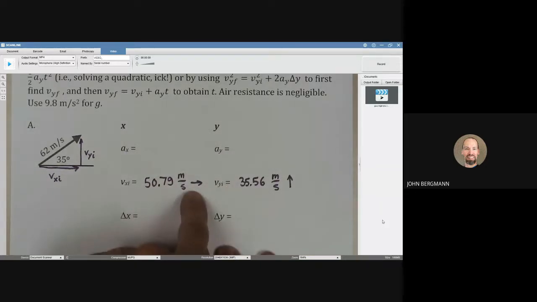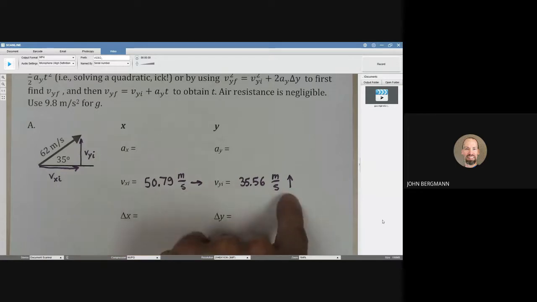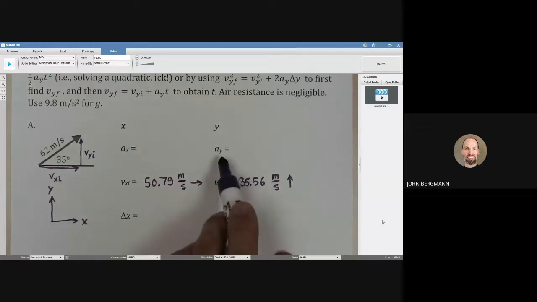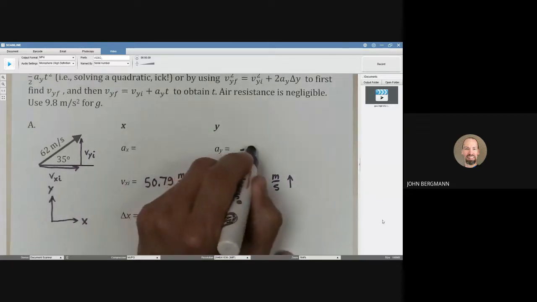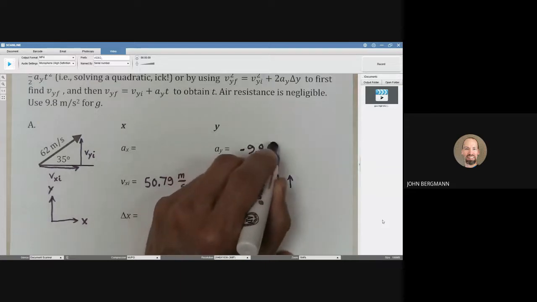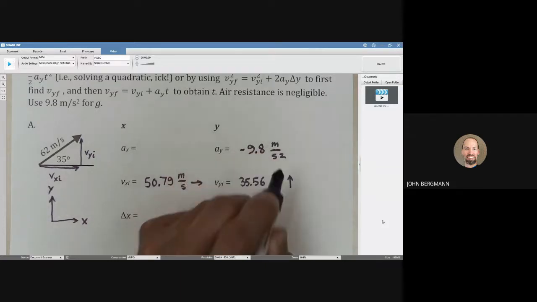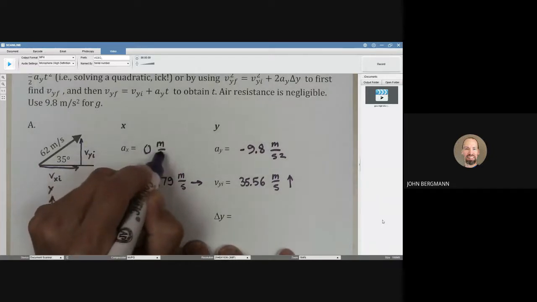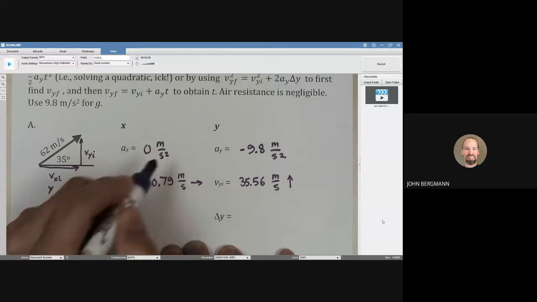Now, I've decided, haven't I, just by using these symbols here, that to the right is positive and up is positive. So the positive x-axis points to the right, the positive y-axis points upward, which means when we specify our acceleration in the y direction, which is due to gravity, that points downward. So that's going to be negative 9.8 meters per second squared here on Earth. And because there's no air resistance, the acceleration in the x direction is 0 meters per second squared.